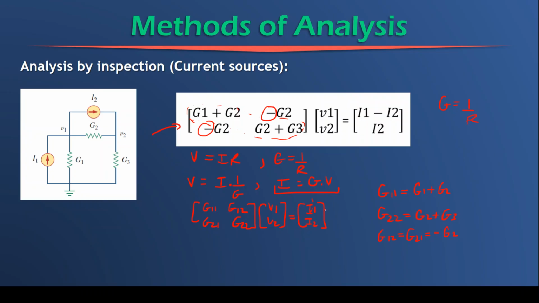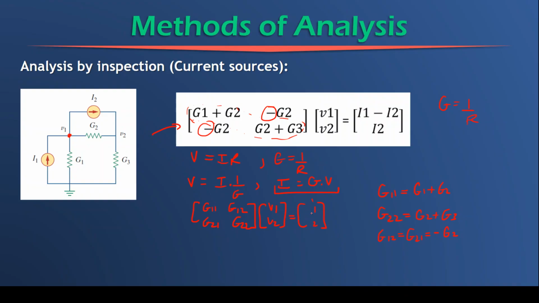And then finally, the current values. How will we find those? We look at the terminal. So any current going into the terminal can be treated as positive, and any current going out of the terminal can be treated as negative. So the sum of the currents that would be going into node 1, specifically due to the independent current sources.